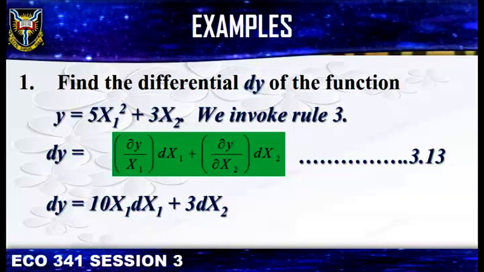Examples. 1. Find the differential dy of the function y equal to 5x1 squared plus 3x2. We invoke rule 3. dy is equal to partial dy over partial dx1 dx1 plus partial dy over partial dx2 dx2. dy is equal to 10x1 dx1 plus 3 dx2.